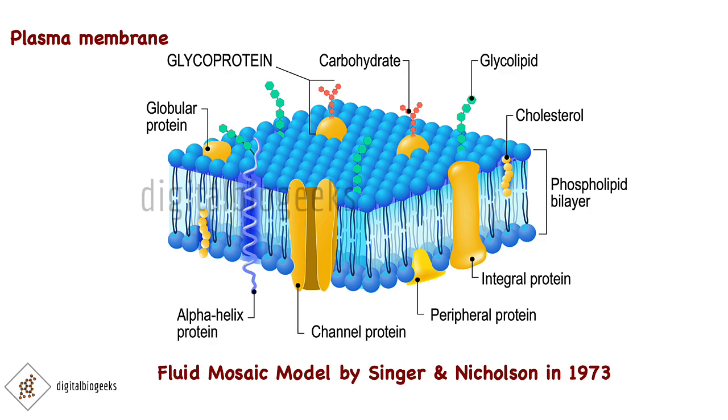The cell membrane mainly consists of lipids and proteins. It has a lipid bilayer, that means it has two layers of lipids. Here you can see this is the first layer of lipid. This is the first layer and this is the second layer of lipids. That means it is a lipid bilayer. These lipids are called phospholipids. Phospholipids have a hydrophilic head and a hydrophobic tail.